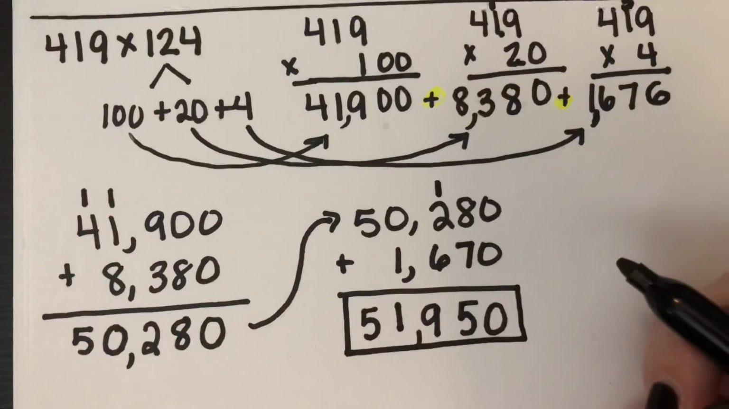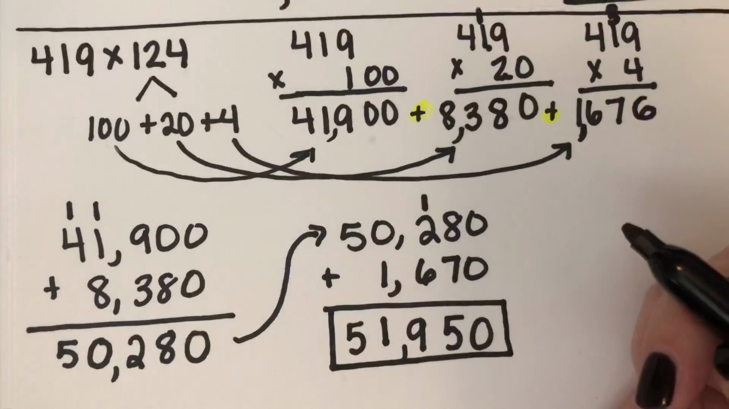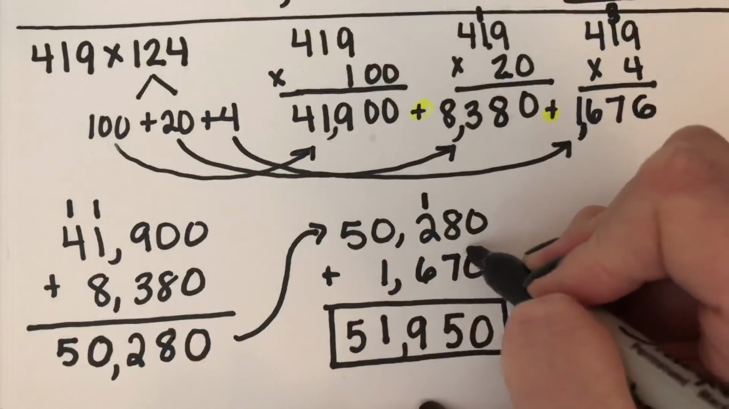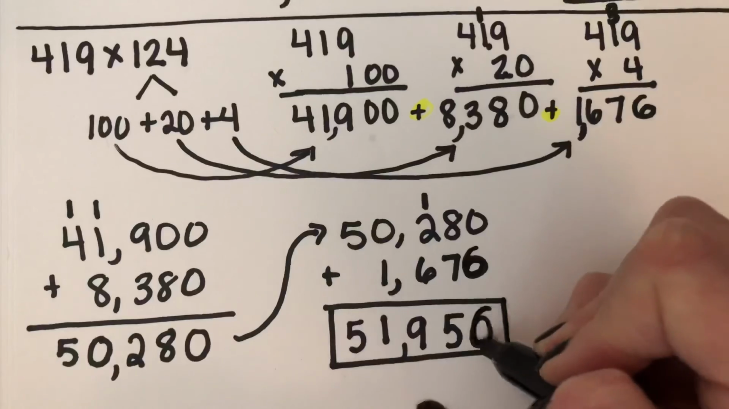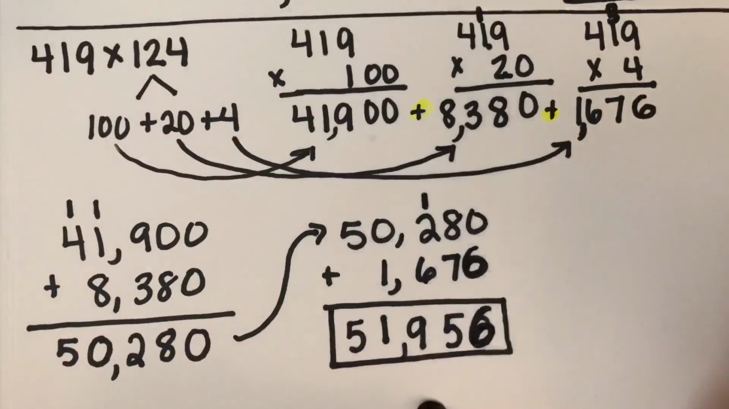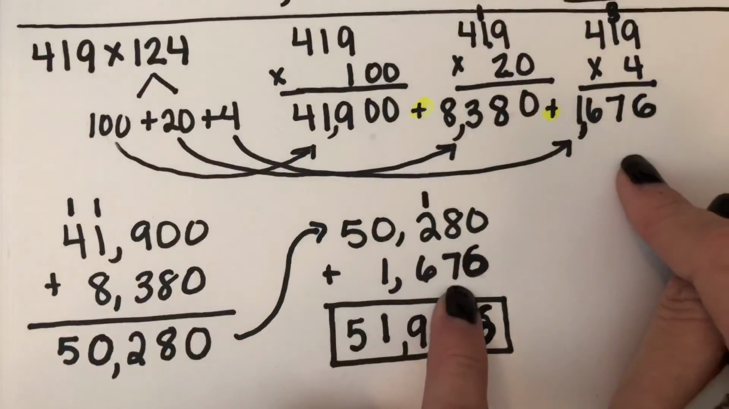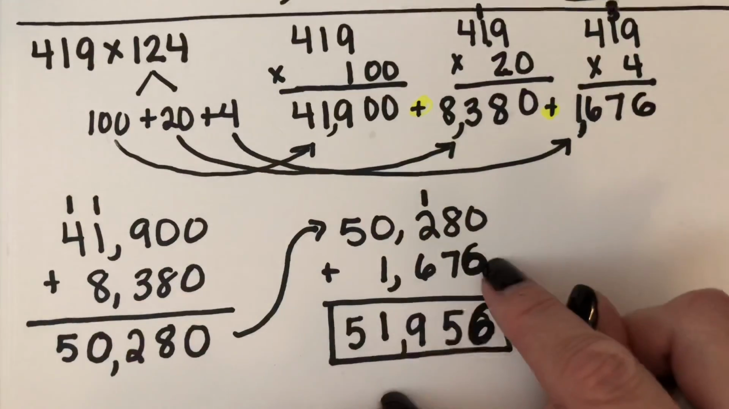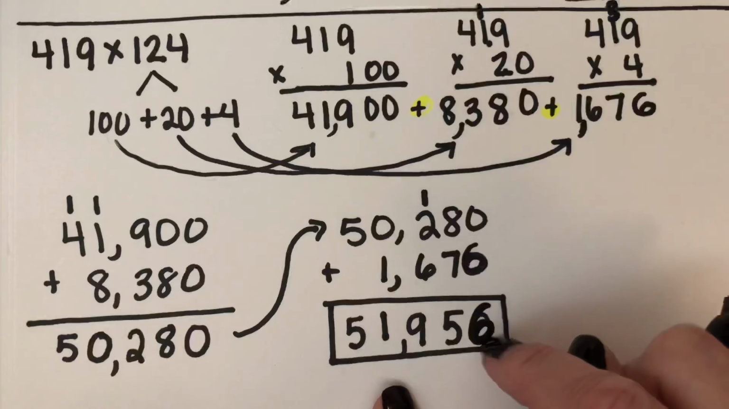So my answer would, oh, I made an error. Look at it, I didn't copy this correctly. That should be a 6, and that's a 6. I just realized that. I just said, make sure you copy them correctly, and I didn't even catch that error. 1,676. So 0 plus 6 is 6.